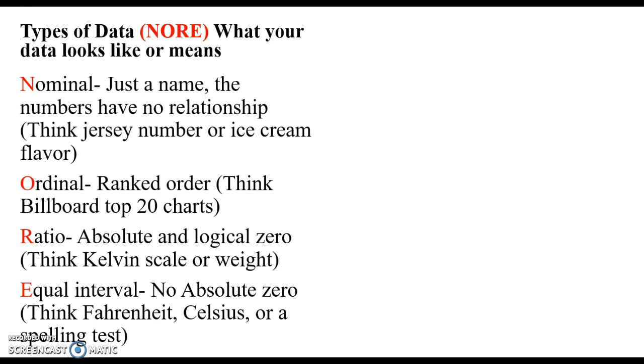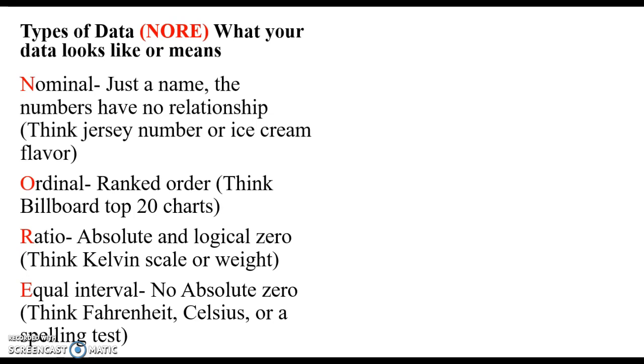So think of a jersey number or an ice cream flavor. Your jersey number 10 versus jersey number 1. Jersey number 10 is not 10 times better than 1. Ordinal is going to be a ranked order, so the numbers do have a meaning. So Billboard Top 20 charts, number 1 is higher ranked than number 20.